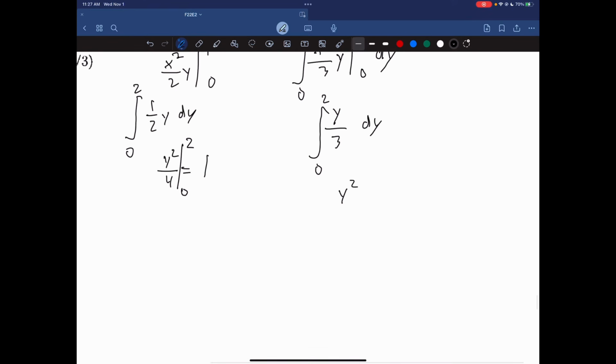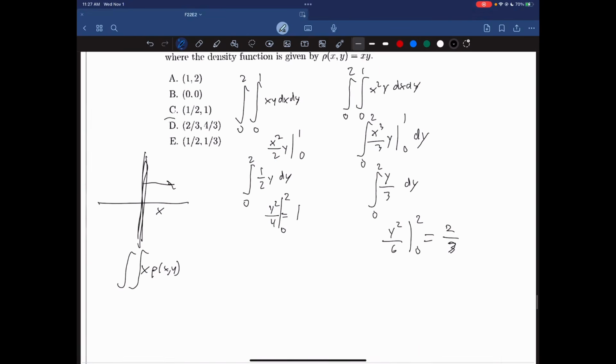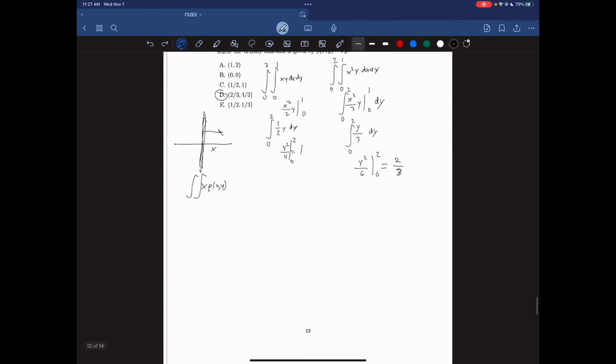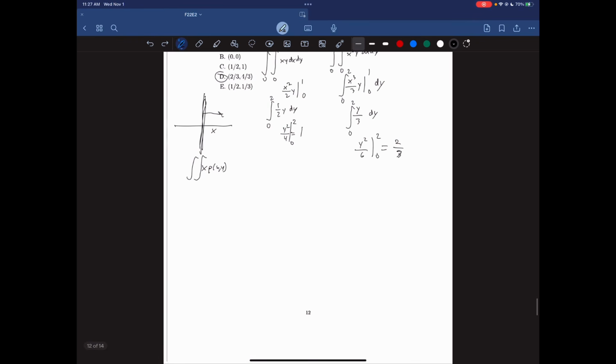And that gives us x squared over 6 from 2 to 0, which is just 2/3. And hopefully that's one of our answers. Okay, D is our answer because none of the other ones have 2/3 as their x coordinate. And we could do the y component, or the y coordinate, just to check. And that would just be given by y times rho of xy.